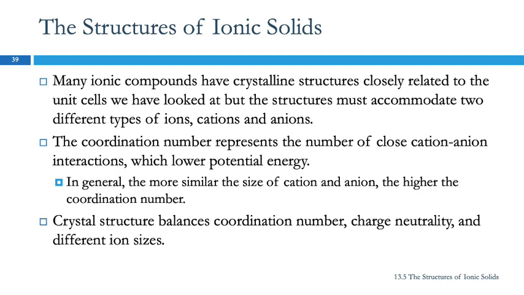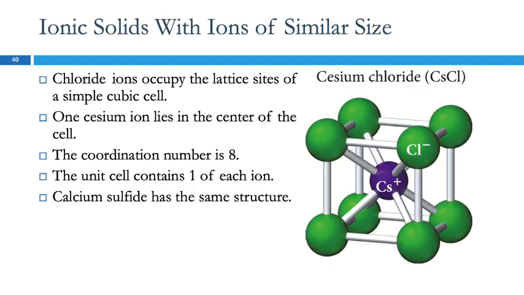If we have the cation and the anion more similar in size, they're going to pack together better. And so the coordination number is going to get higher. We have to balance coordination number, charge neutrality, and different ion sizes. So we're just going to look at some examples of this.